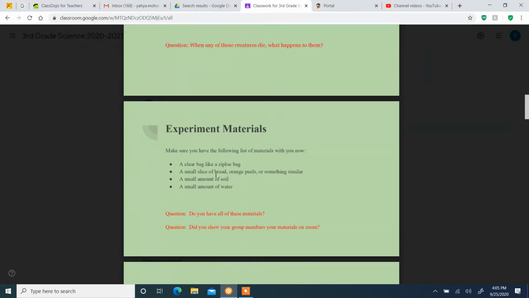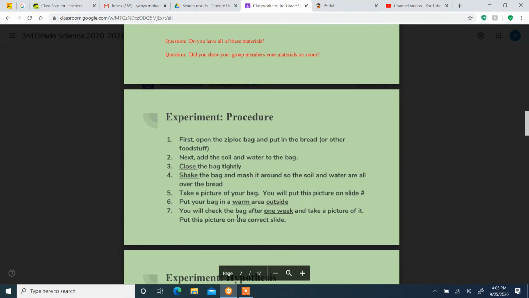So let me tell you a little bit about how this one works. The idea is that we're putting something into a plastic bag, with just a little bit of soil and a little bit of water, and then putting it outside in a warm area. Make sure it's outside, not inside, because obviously we don't want to make a mess inside. Of course, as we know, it's going to rot and decompose and start to break apart. Just to show that everything goes back, all living things are going to go back into the soil. So this is the procedure over here.